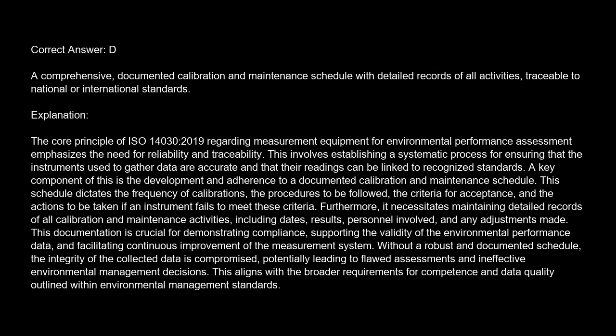The correct answer is D. A comprehensive, documented calibration and maintenance schedule with detailed records of all activities, traceable to national or international standards. Explanation: the core principle of ISO 14030, 2019 regarding measurement equipment for environmental performance assessment emphasizes the need for reliability and traceability. This involves establishing a systematic process for ensuring that the instruments used to gather data are accurate and that their readings can be linked to recognized standards.